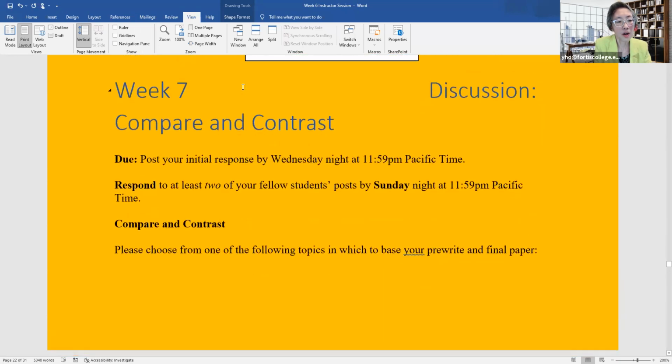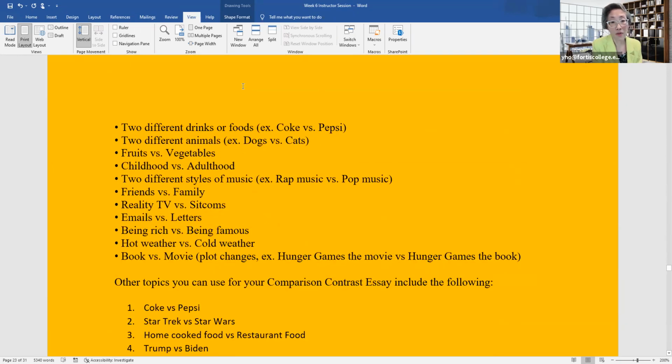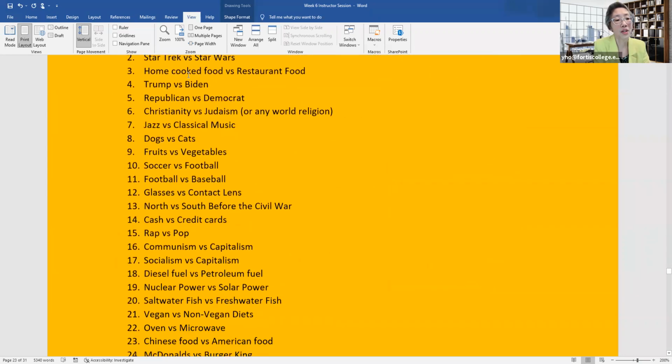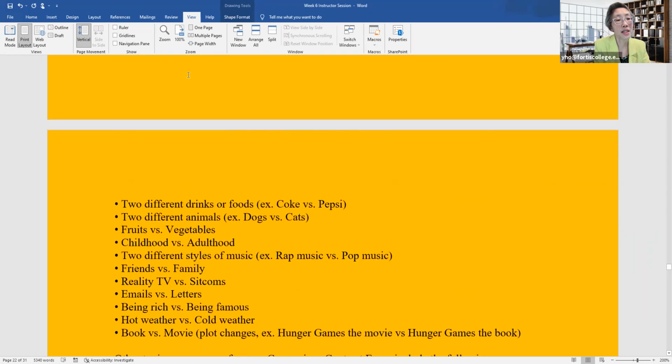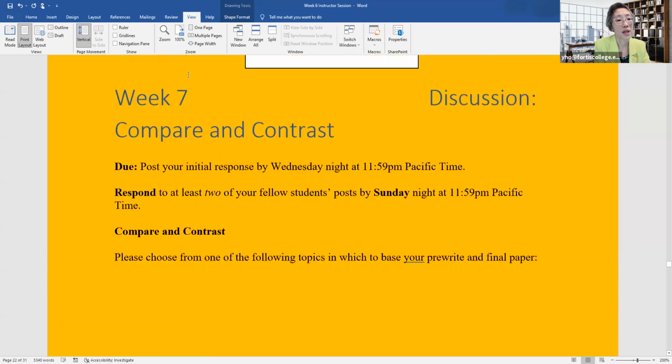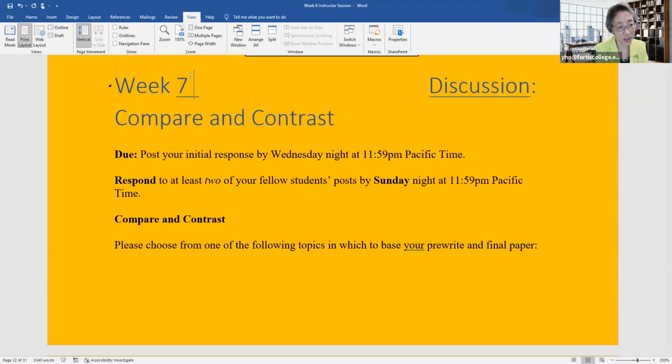And so here, your comparison contrast topics for week 7. Okay, this is going to be a week 7 forum. And so here, 2 different drinks, 2 different animals. Dogs are better than cats. Fruits are better than vegetables. Childhood is better than adulthood, or rap music is better than pop music. Friends are better than family. Reality TV is better than or worse than, all of that. And here you have other topics, which I'm not going to read to you, because this is all that's listed in the week 7 forum instructions. Okay, so this is the week 7, let's just say, forum.